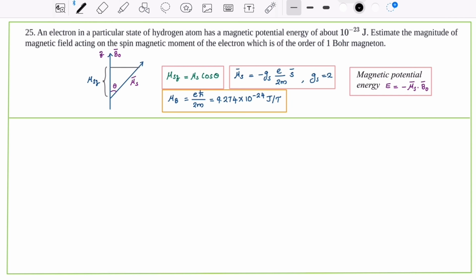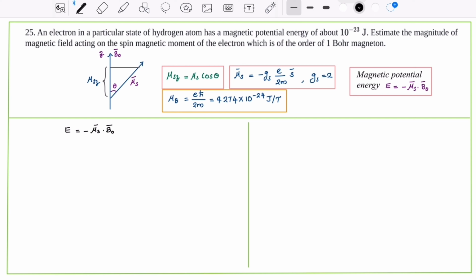The magnetic potential energy can be represented as minus mu s dot B0. That is, the magnetic potential energy is due to the interaction of the spin magnetic moment of the electron and the magnetic field produced due to the orbital motion of the electron. So, the magnetic potential energy is actually due to the spin orbit interaction. You can write it as minus mu s dot B0.